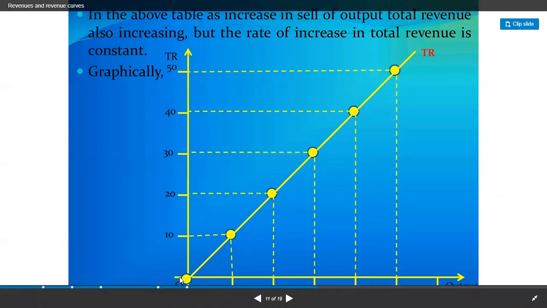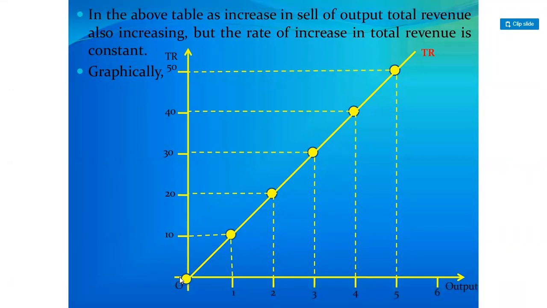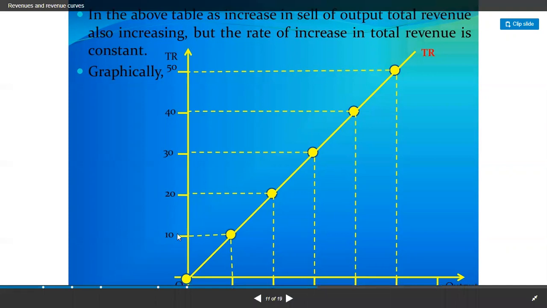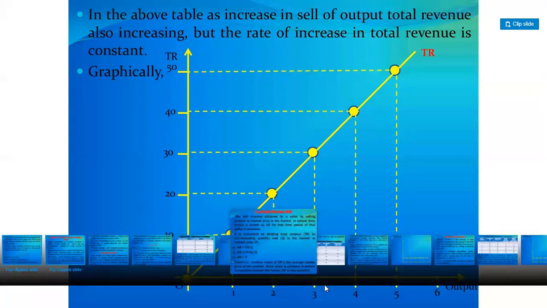Here in the cost we can see that if there is a fixed total cost, the production of the output will start from here. The cost is there, but in the revenue what happens? It starts from the origin, from the very beginning. So that is the thing.